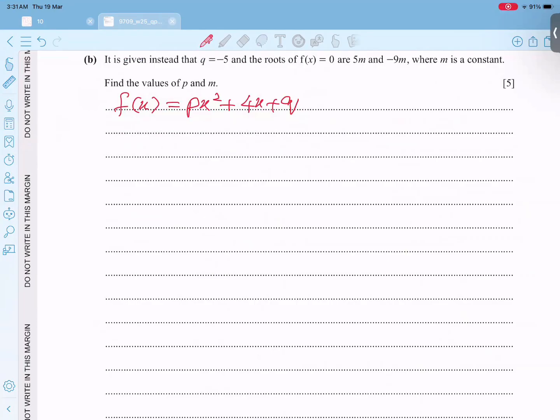So all students get ready and have a look now how we can do this one. Okay, so first of all, this q is replaced by minus 5. So f of x, px to power 2 plus 4x and negative 5.